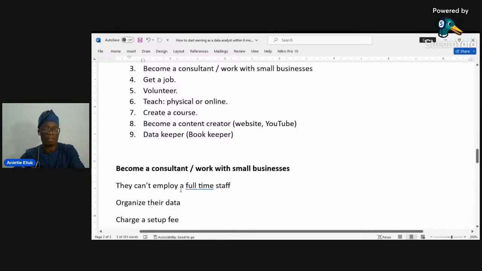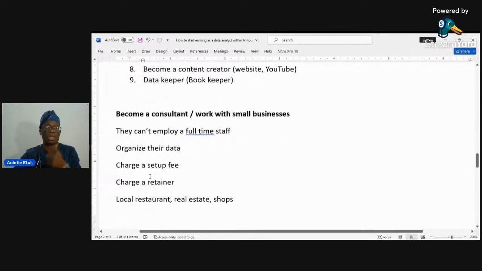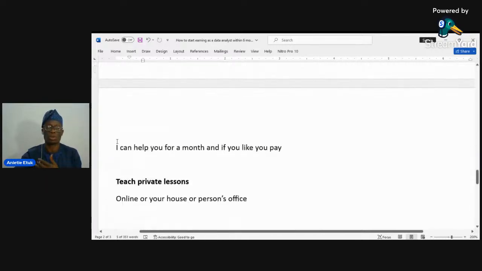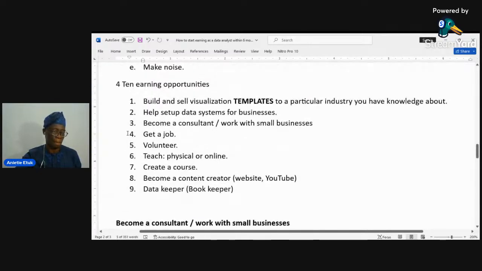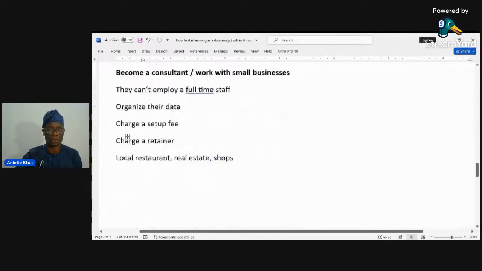Please, while you're applying for jobs, I'm serious on this. While you're applying for jobs, look for businesses to start building their data. Help them organize their data. Help them set up the system to work on the data. That's number one. I'm looking at the question section if we have any questions.